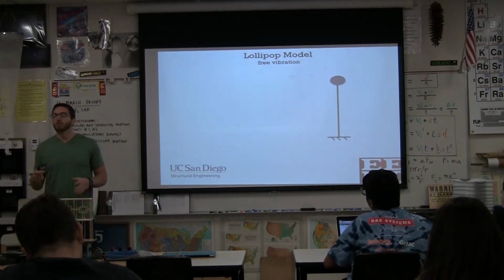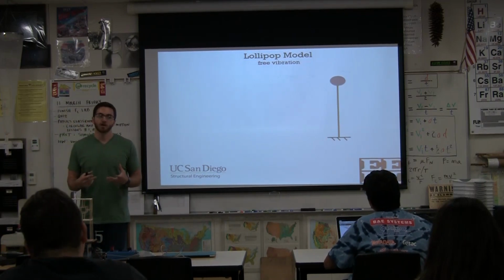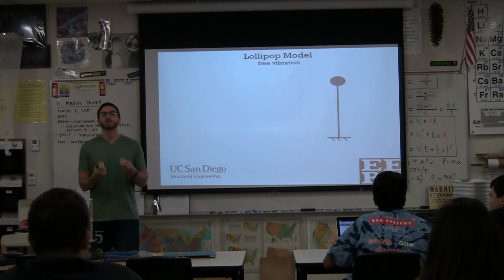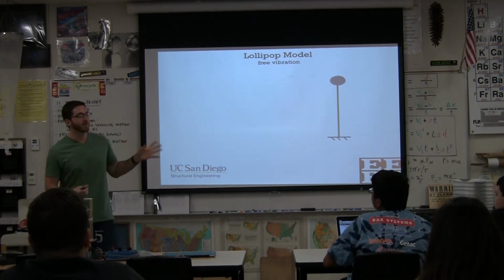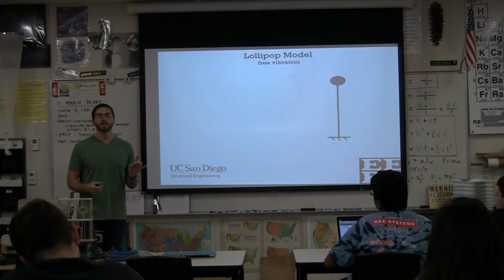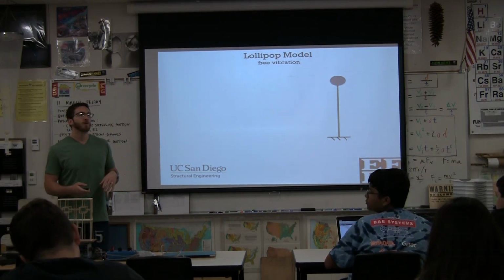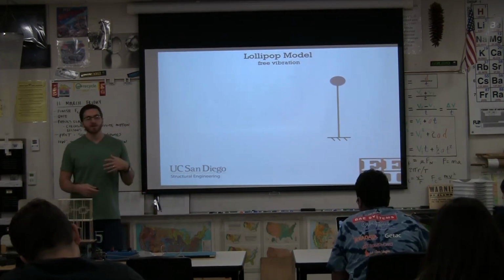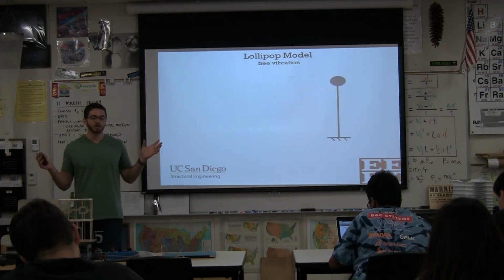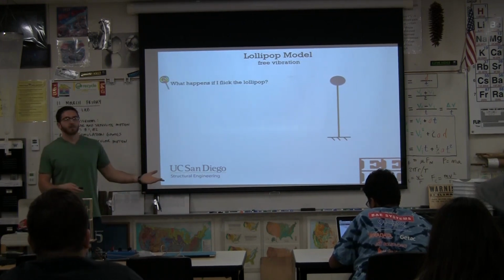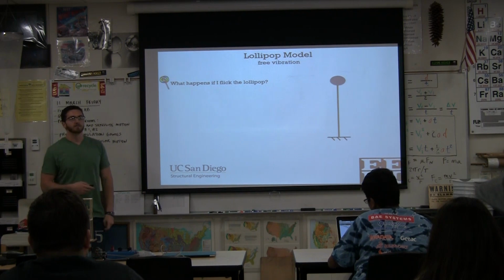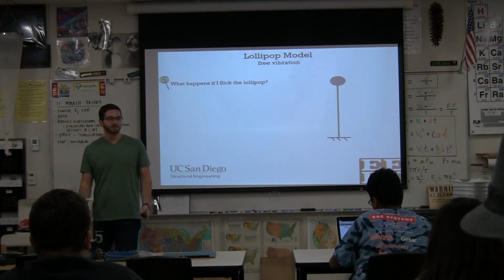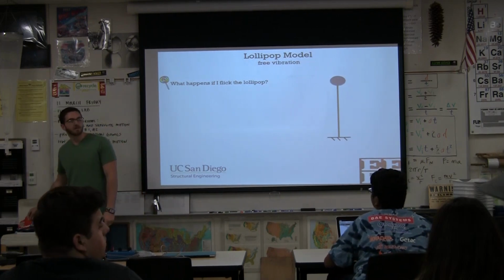Okay, so we're building this model to represent our structure because we know that even if it has an LFRS, it's still going to shake, and we have to understand how it's going to shake. So we've made our model, and we've kept two properties consistent, stiffness and mass. Now, we're going to talk about something called free vibration. So free vibration is what happens if you just flick the lollipop. So what happens if I flick this lollipop? Christopher? It's going to go back and forth. Yeah, good. Forever? No, it'll stop eventually.